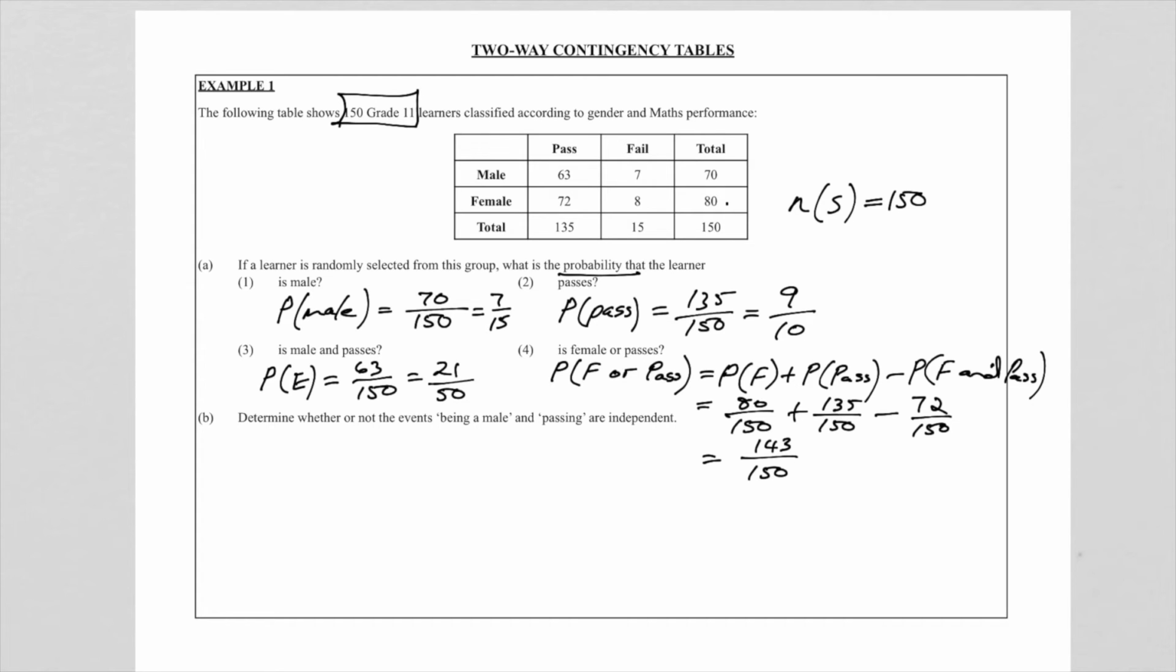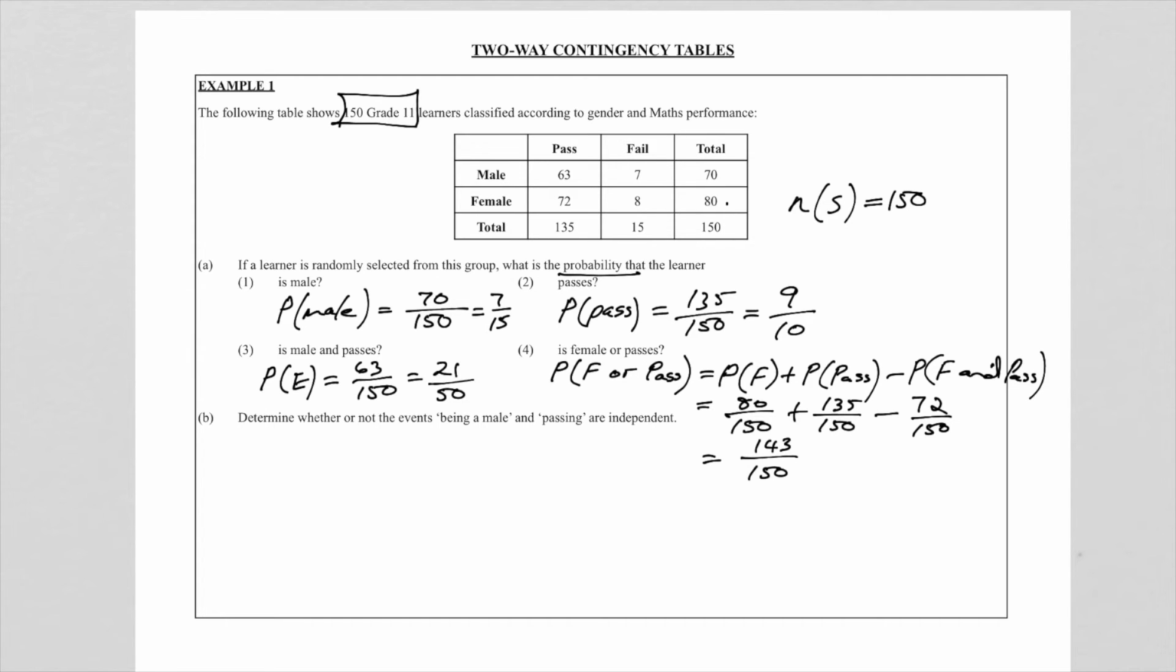The last part of this example says, determine whether or not being male and pass are independent. So they are not saying it will happen. What this means, in general terms, is: does gender influence mathematics results? And our common sense tells us no. So we tend to think they will be independent, but of course we need to show it.